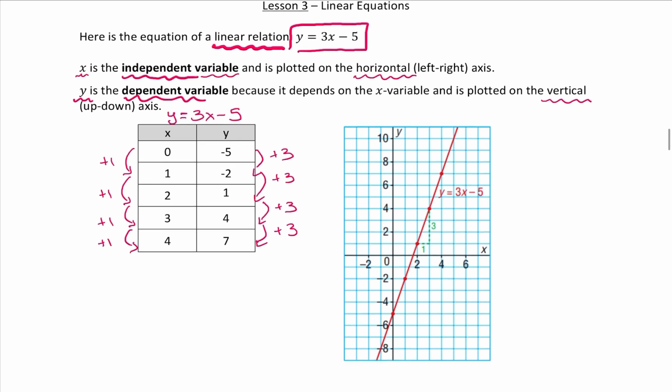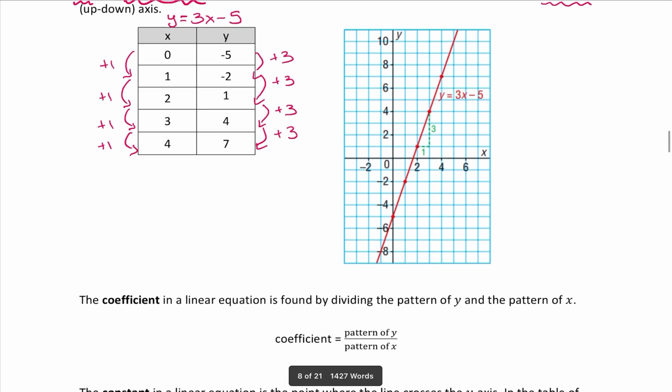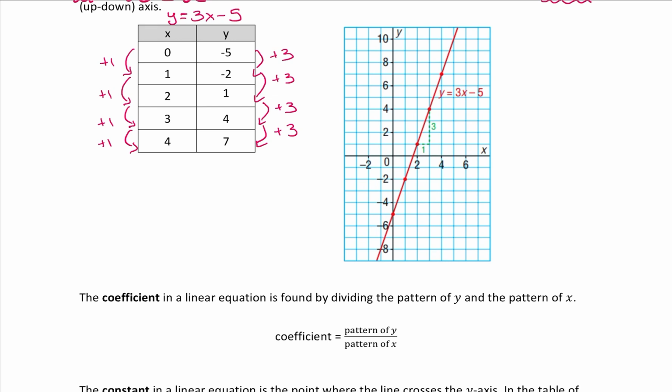All right, so now what I want to do is focus on some new vocabulary. How do we take a table of values and get an equation? We already know how to do that, but we're going to go a little bit more in depth because now instead of dealing with specific patterns, like when we did table and number of people, we're just looking at general x, y values. So the coefficient in a linear equation is found by dividing the pattern of y and the pattern of x. The coefficient is always the number in front of the x.